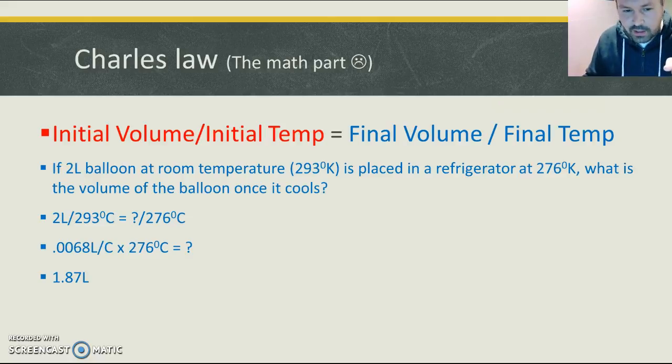Remember, we said our answer has to be less than 2 liters. Our answer is less than 2 liters. So it makes sense. Once you put that balloon in the fridge, we can calculate how small it's going to be, or at least the amount of volume that's going to be in there.